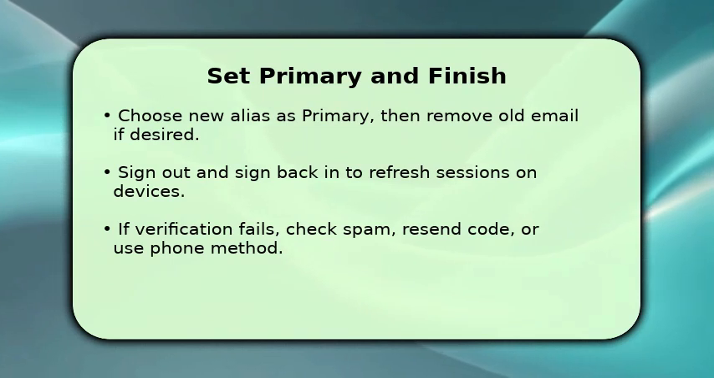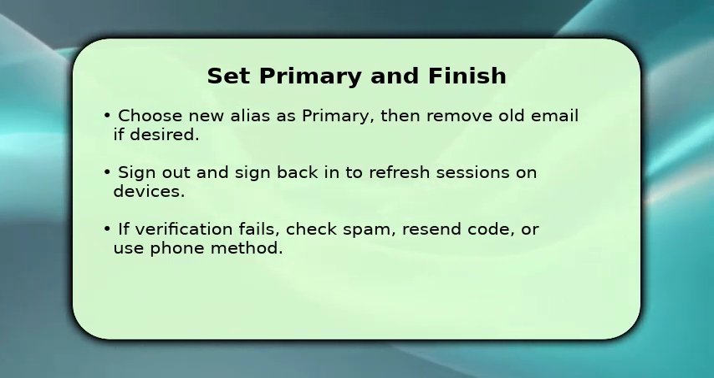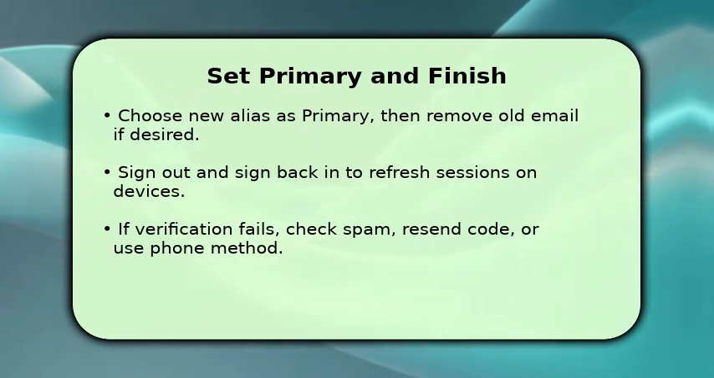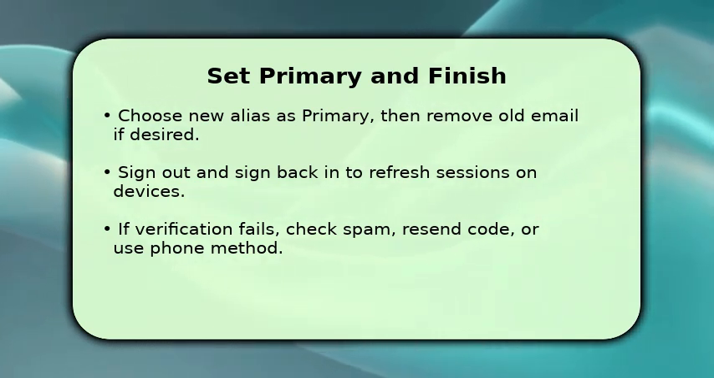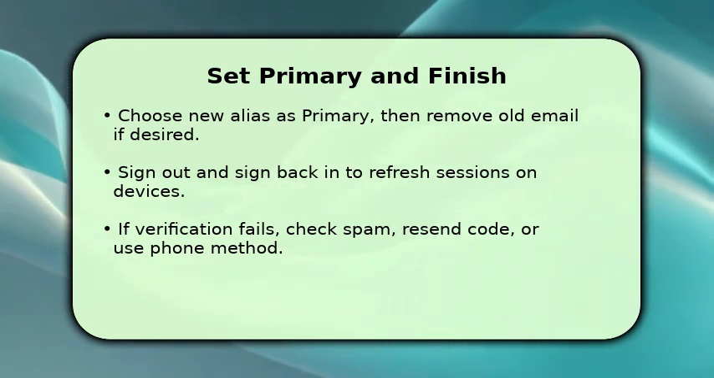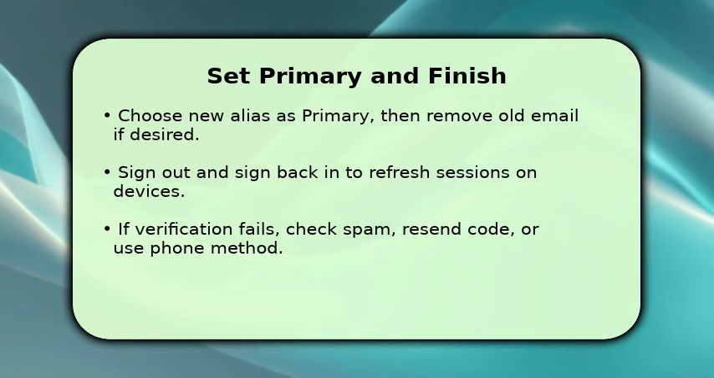Now set the newly verified alias as your primary security email so Microsoft sends recovery and security alerts there. Do this to centralize control. After switching, remove the old address only if you no longer need it, and then sign out and back in on your devices so tokens update.